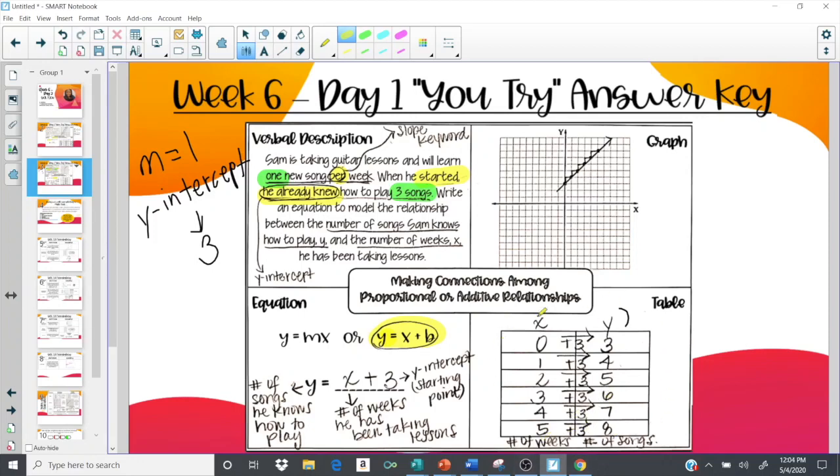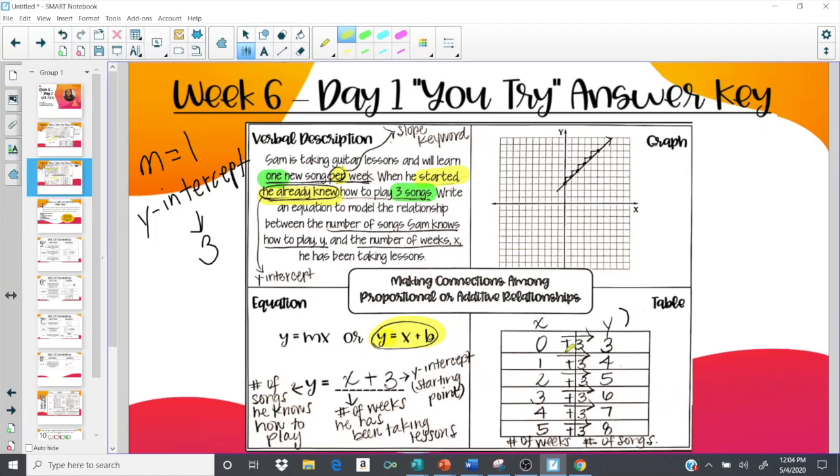So your table would have been correct if your relationship is to add 3. So it does not matter what x values you chose. As long as you're adding 3 to each of those x values to get your y values, then your table is correct.